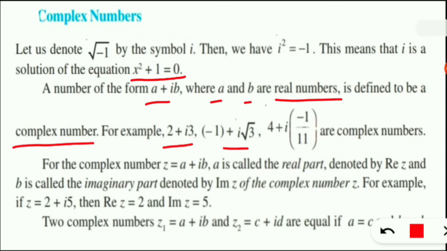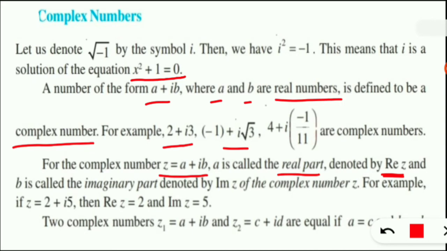A complex number is denoted by z. So for a complex number z equal to a plus ib, a is called the real part, and that's why it is denoted by Re z. Okay, the real part is denoted by Re z.